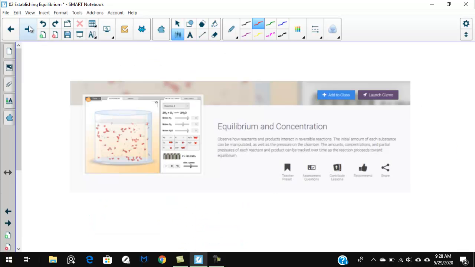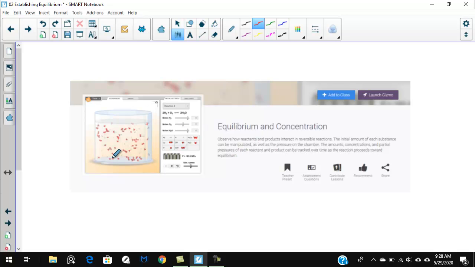Now we'll give you some time to work on this. There's a gizmo on the Explore Learning website called Equilibrium and Concentration. I posted a modified worksheet on the classroom for you to use, as well as I posted some instructions of how to log into the Explore Learning site. So please check that out.